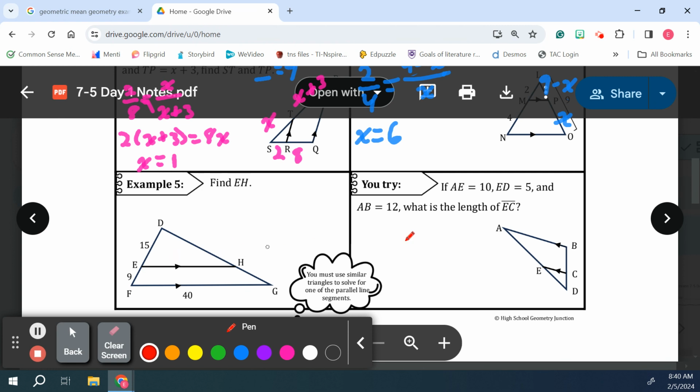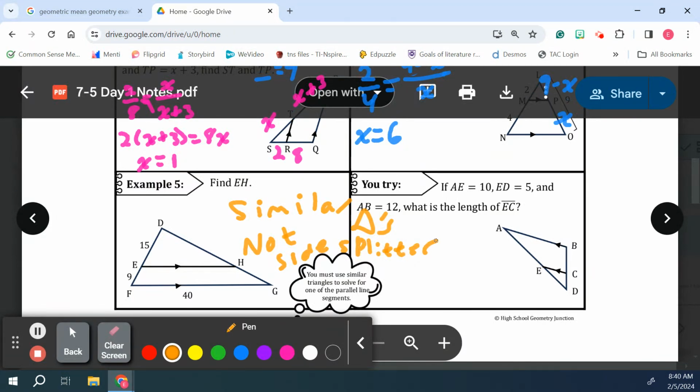These last two examples, I cannot stress it enough, are similar triangles, not side splitter. That is the difference. And for those of you at home, please solve for this. EH is 25 here, and EC is 4. Questions on this before we move on?